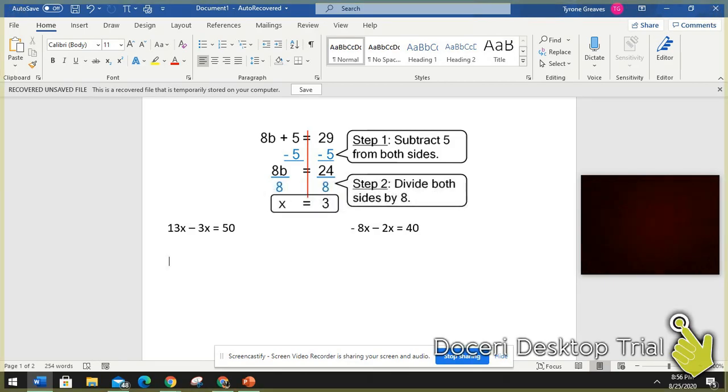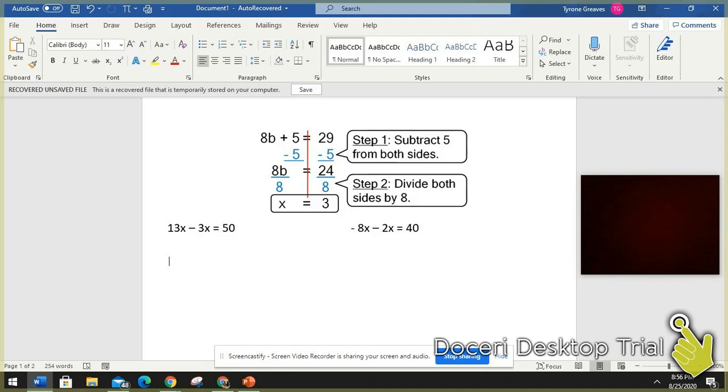In this first example, we have 8b plus 5 equals 29. The question I'm first going to ask is, do we have to combine any like terms? When we look at the first term, that's 8b. The second term on the left side is a positive 5. Either term are not alike. They don't share a variable with the same exponent, and they are not both constants. So there's nothing to combine. And on the right side, there's only one term, a constant of 29, and there's nothing else on that side. So there's nothing to combine on the left or the right.